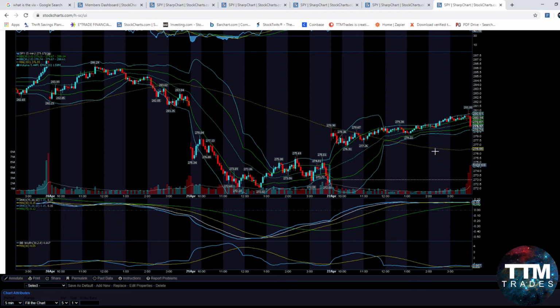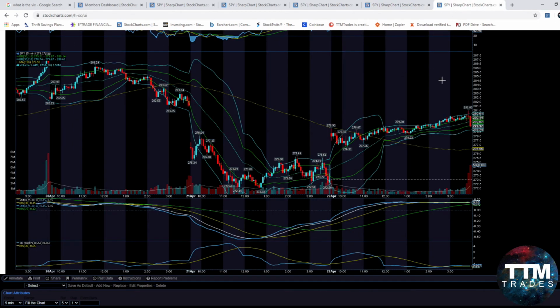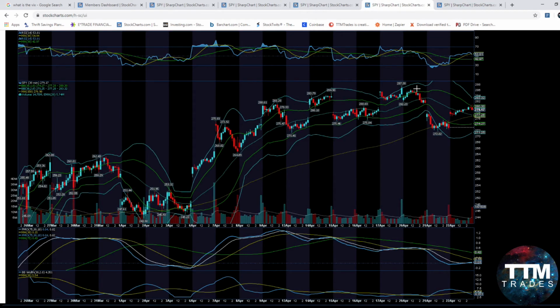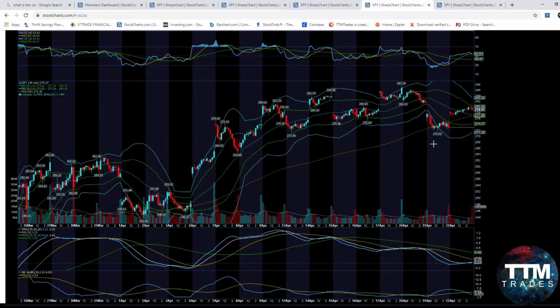If that 276 doesn't hold, because that's the long-term average on the 5-minute chart, and that 276 correlates with the middle BB here on the 30-minute chart, and if we fall below that 276 area, then that'll put us back down here to the low of 274 to 271 where we had the dip yesterday. All right. Now, if that low of 271 to 272 doesn't hold, and as you can see here, we're struggling to hold above the 150 SMA here.